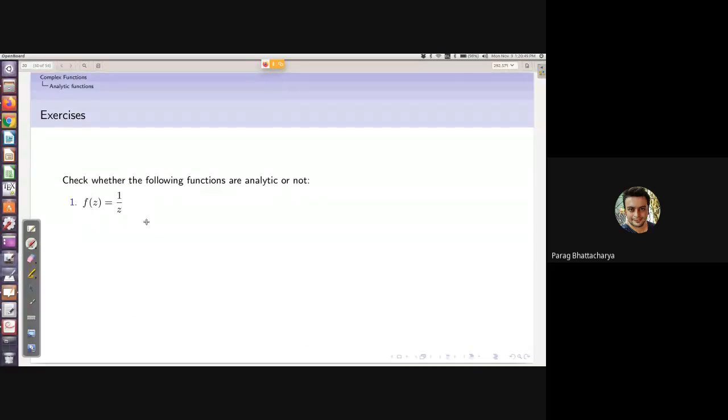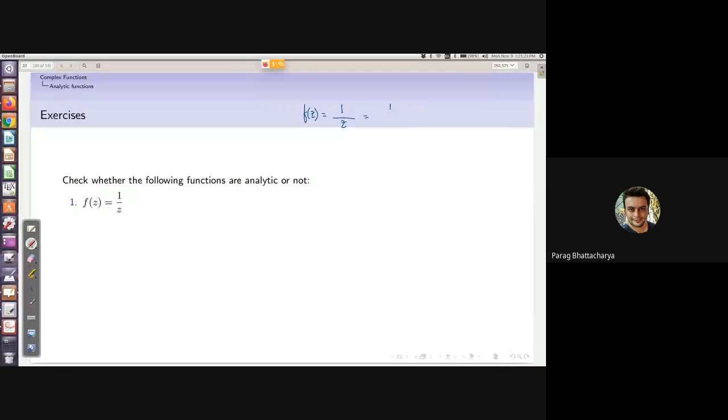Okay, so let's try to solve this. We have to check whether the following function is analytic or not. We'll do the first problem, and the rest I'll leave to you as homework. The function that is given is f of z equals 1 by z. We have to check whether it is analytic or not. So let me write down the function here: f of z equals 1 by z.